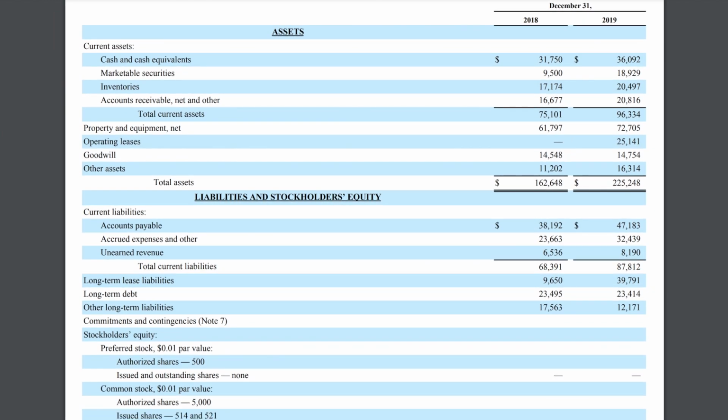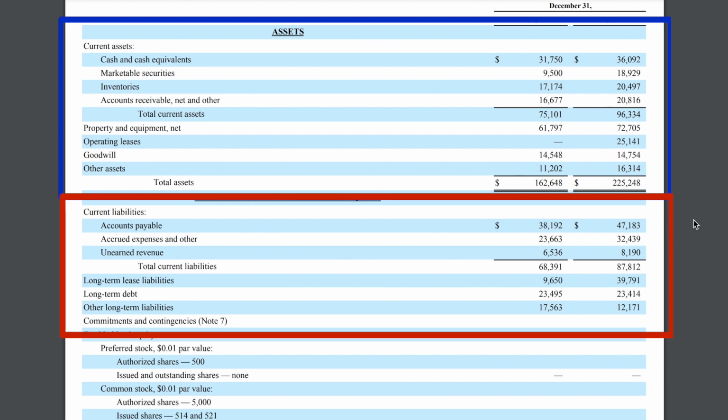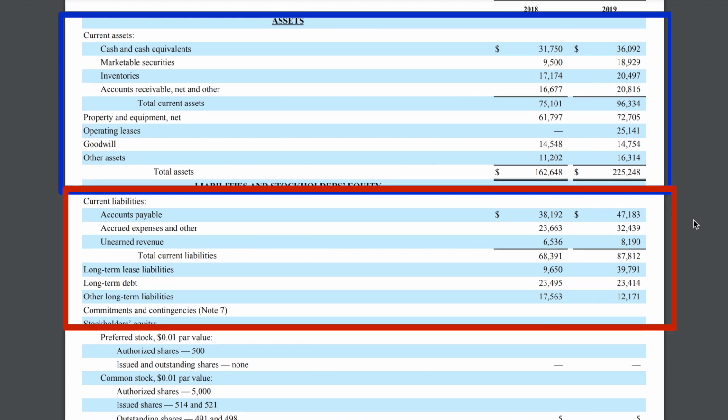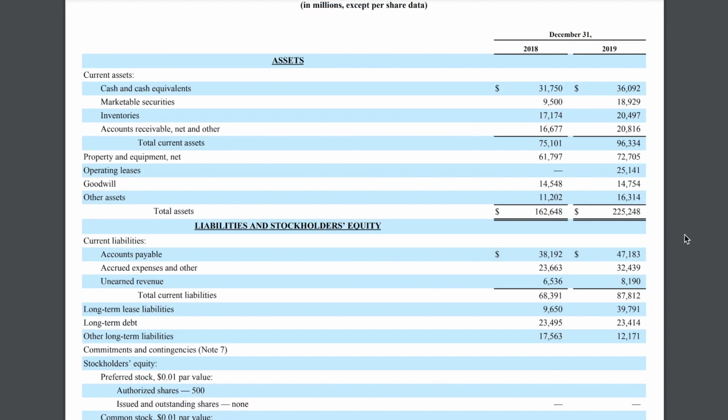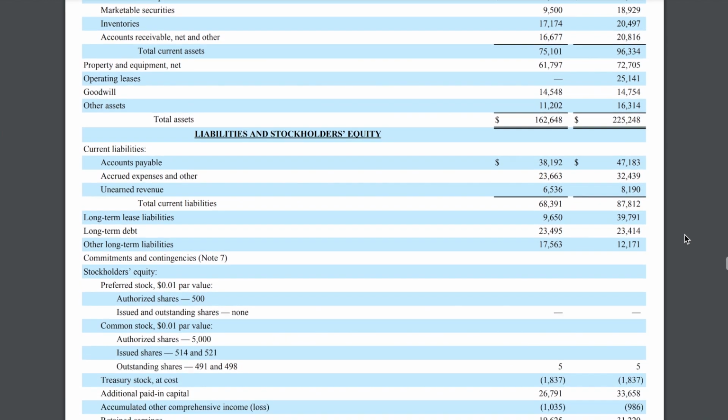The last statement is the balance sheet. I look at this in 2 segments, the assets and the liabilities. Assets are things that are valuable. Liabilities are things that they owe. If you subtract liabilities from assets, this gives you the equity.